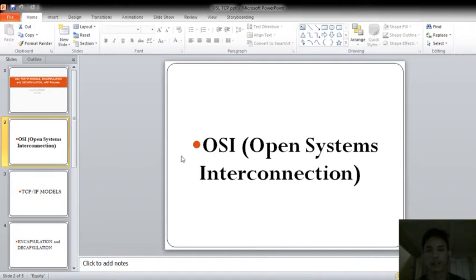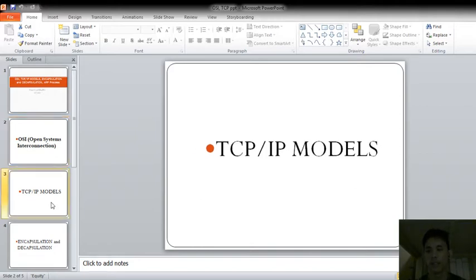So next thing that we're going to discuss is the TCP/IP model. The TCP/IP model was created in the 1970s by the Defense Advanced Research Projects Agency, or DARPA, as an open, vendor-neutral, public network model.